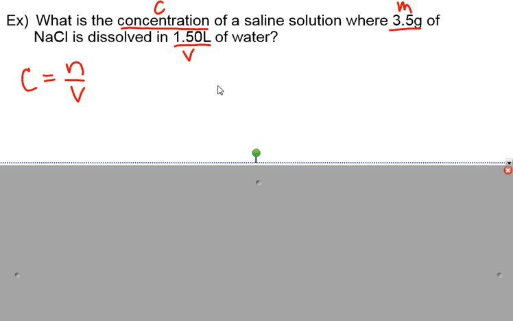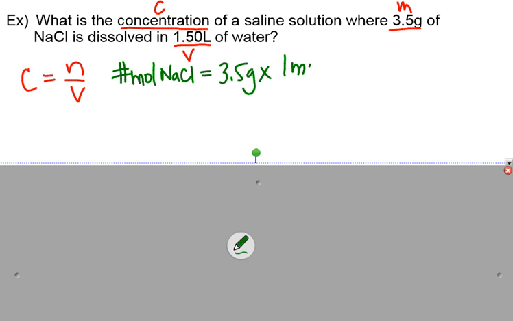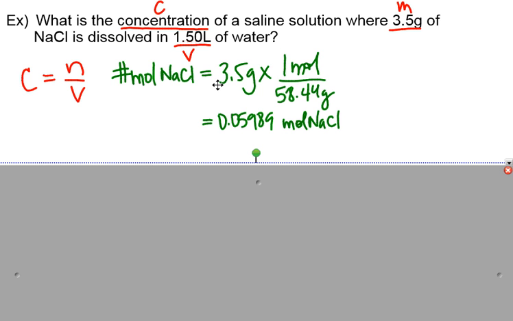If you look back in your notes, you know that concentration is moles over volume. So my first step, I'm going to have to find the number of moles of NaCl, given that I have 3.5 grams. So again, what will I do? I'm going to divide by the molar mass of NaCl. If I do that out on my calculator, I get 58.44 grams. So I'm going to divide 3.5 by the molar mass, and I'm going to get 0.05989... moles of NaCl. Awesome. So now I've got moles of NaCl, check. I've got volume, check. I can plug it into that equation and find the concentration.